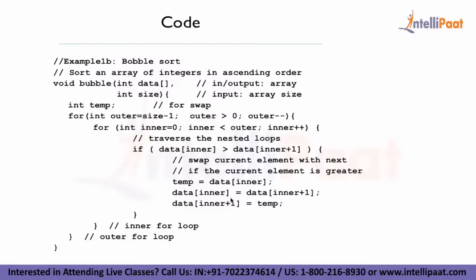So this is the code for bubble sort. I'd like you to try this code on your own and try to sort an array using bubble sort. This will give you more understanding of how bubble sort is used.